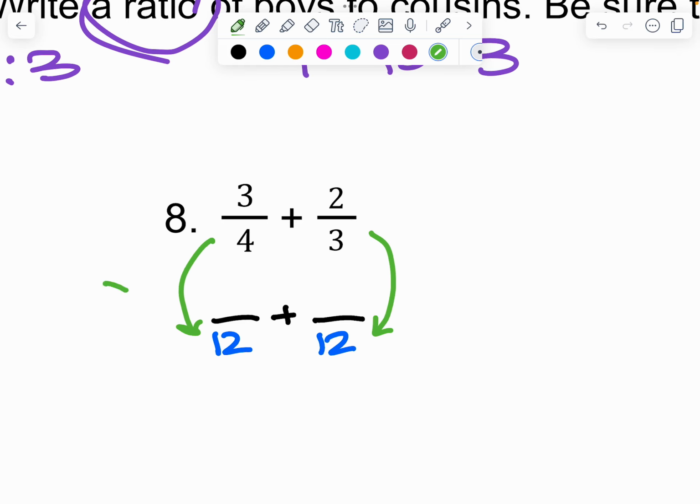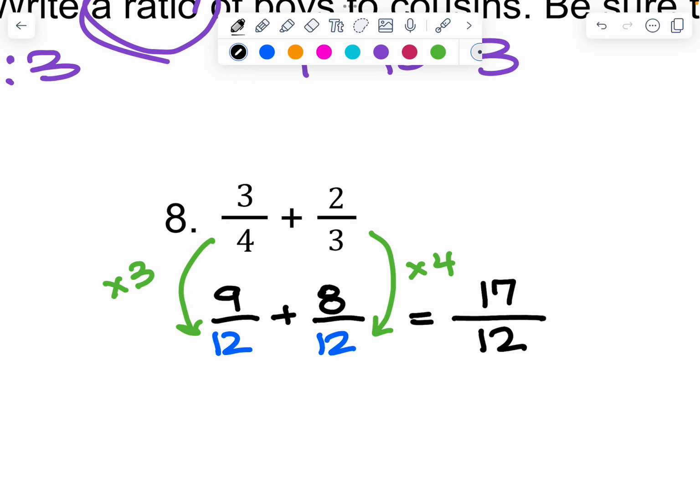Well, on this one, I multiplied by 3. 4 times 3 is 12. On the next fraction, 3 times 4 is 12. So what you do to the denominator, you do to the numerator. So I should get 3 times 3 is 9, 2 times 4 is 8. Ta-da! They have a common denominator. I can now add those: 17, keep the denominators the same, 12. 17/12 is it. You could make it a mixed fraction, but this can't be simplified any other way. You did it.